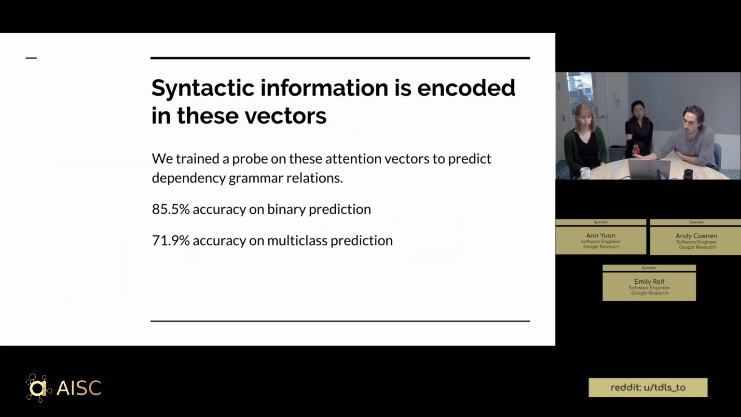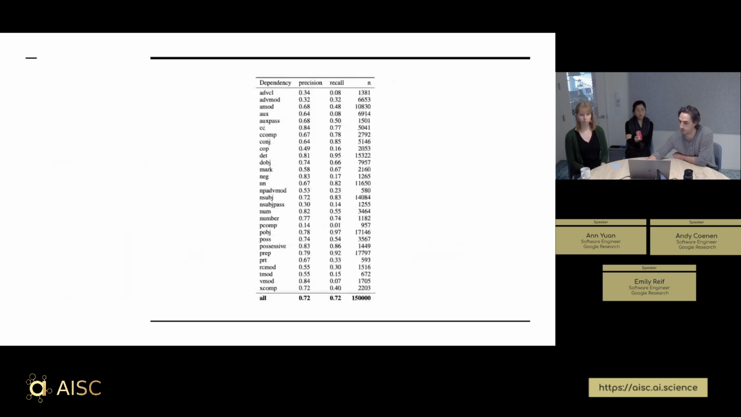And then more interestingly, could we predict which specific dependency relation? There's like 27 different dependency relations in the standard grammar. And we found that we could predict with 71% accuracy what specific dependency relation it was based on the attention vector for those two tokens in the network. This figure shows an overview of those results for all the different dependency relations. I'm not going to get into too much detail here.